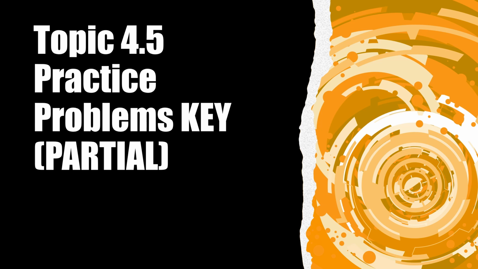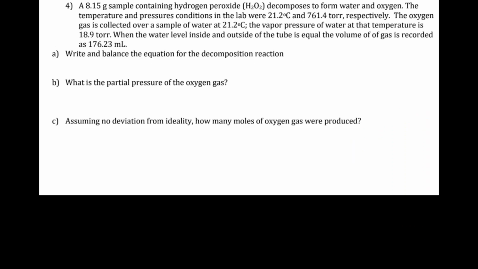This is a partial key video explaining how to do problems 4 and 5 from your homework. A 8.15 gram sample of hydrogen peroxide decomposes to form water and oxygen. The temperature and pressure conditions in the lab were 21.2 degrees Celsius and 761.4 torr. The oxygen gas is collected over a sample of water at 21.2 degrees Celsius. The vapor pressure is 18.9 torr.